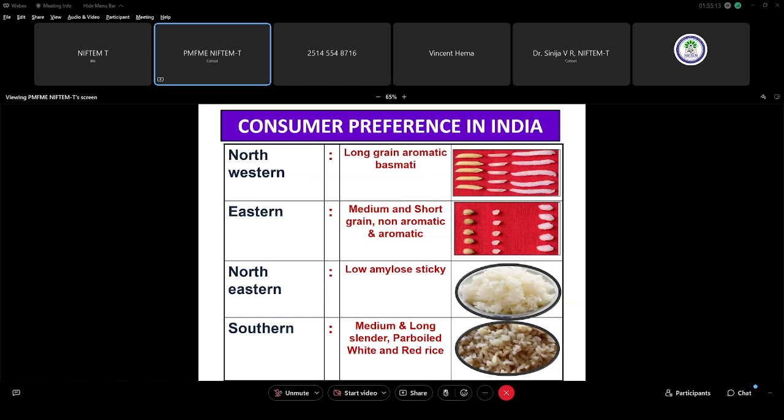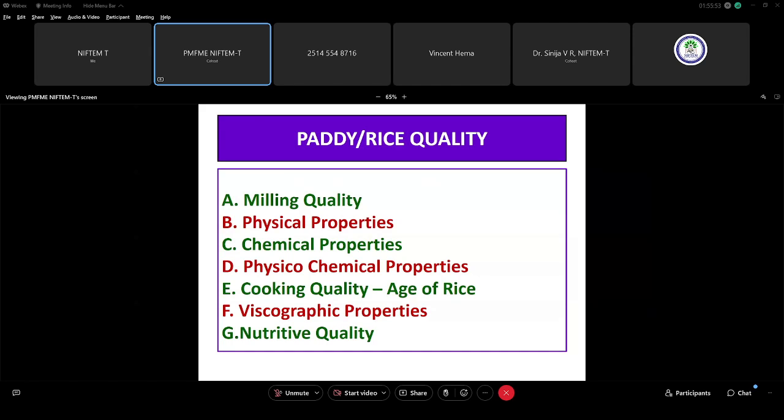So, which rice is the best? Can you say? It's very difficult to tell because the rice preferred by one ethnic group is not preferred by the other group. So it is very difficult to tell which grain is good, which quality is good. We can never say. Long grain aromatic basmati is preferred in the northwestern zone, medium and short grain non-aromatic and aromatic are preferred in the eastern zone. Low mellow sticky rice is preferred in the northeastern zone. And medium and long slender parboiled white and red rice is preferred in the southern zone of the country.